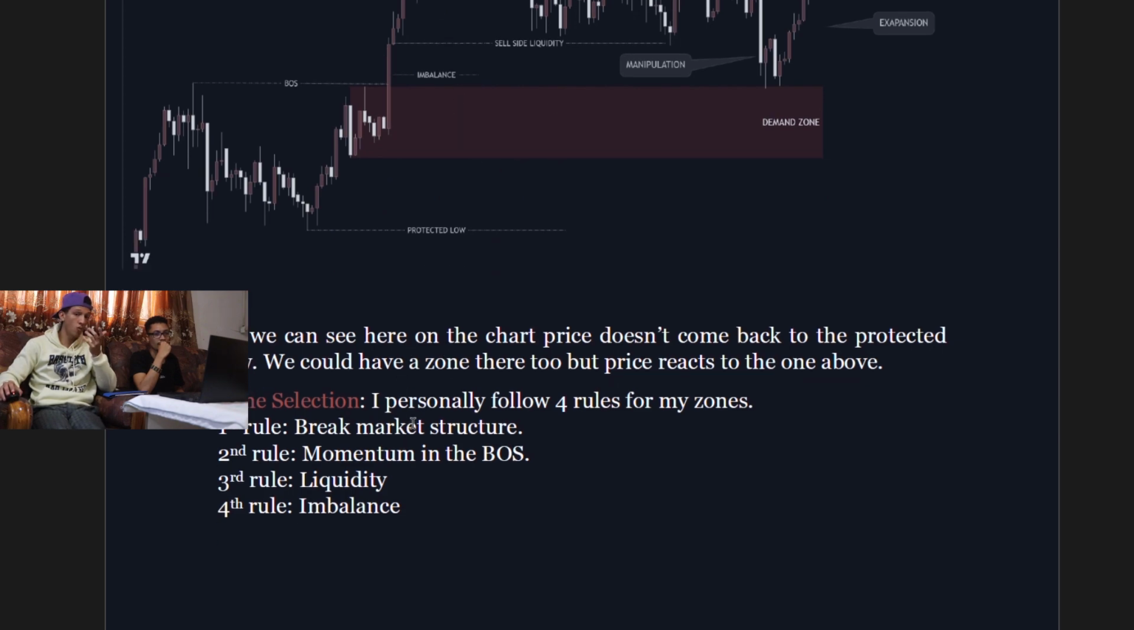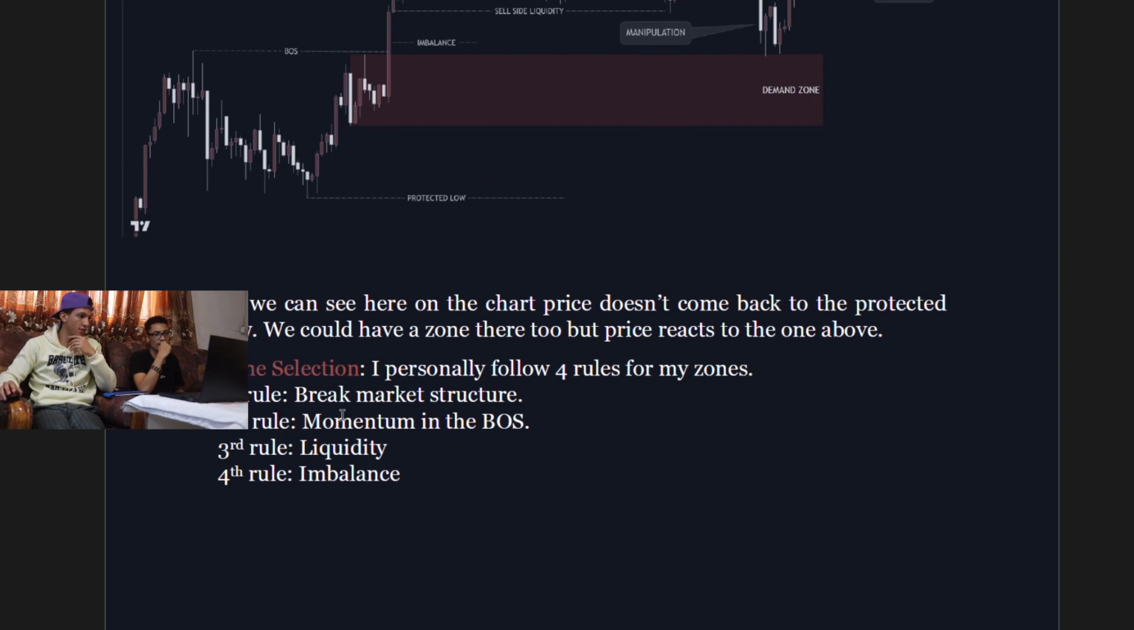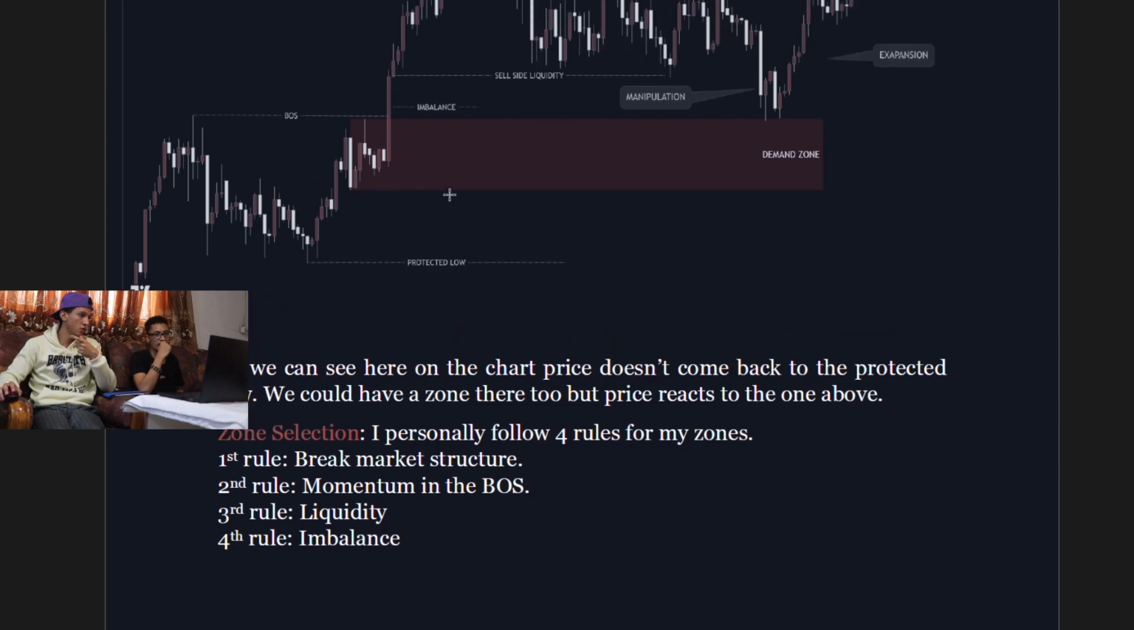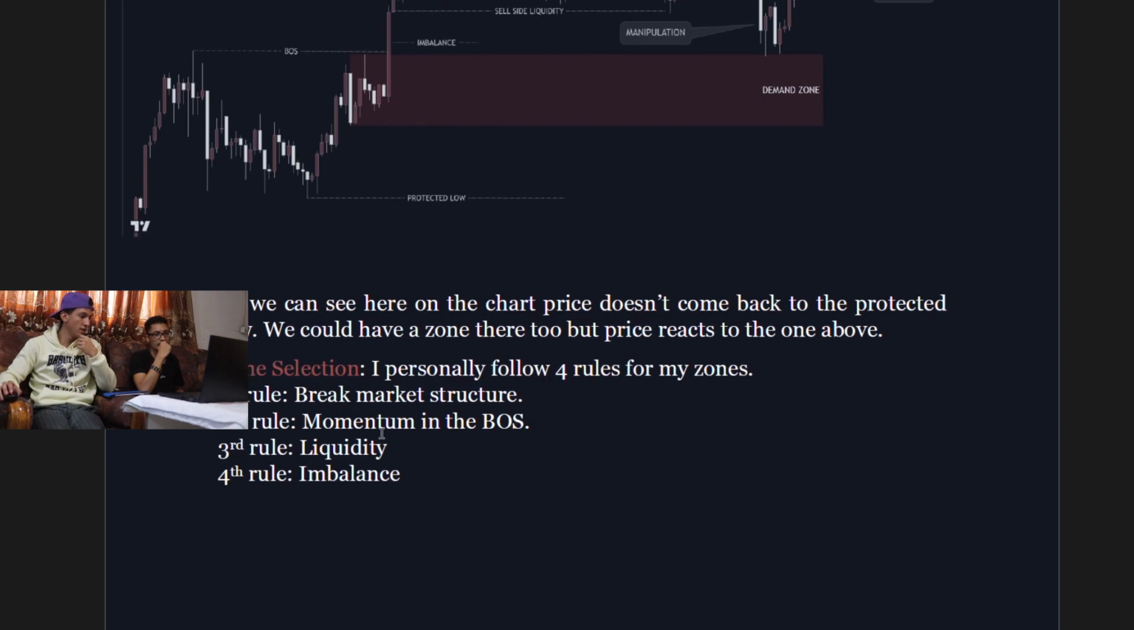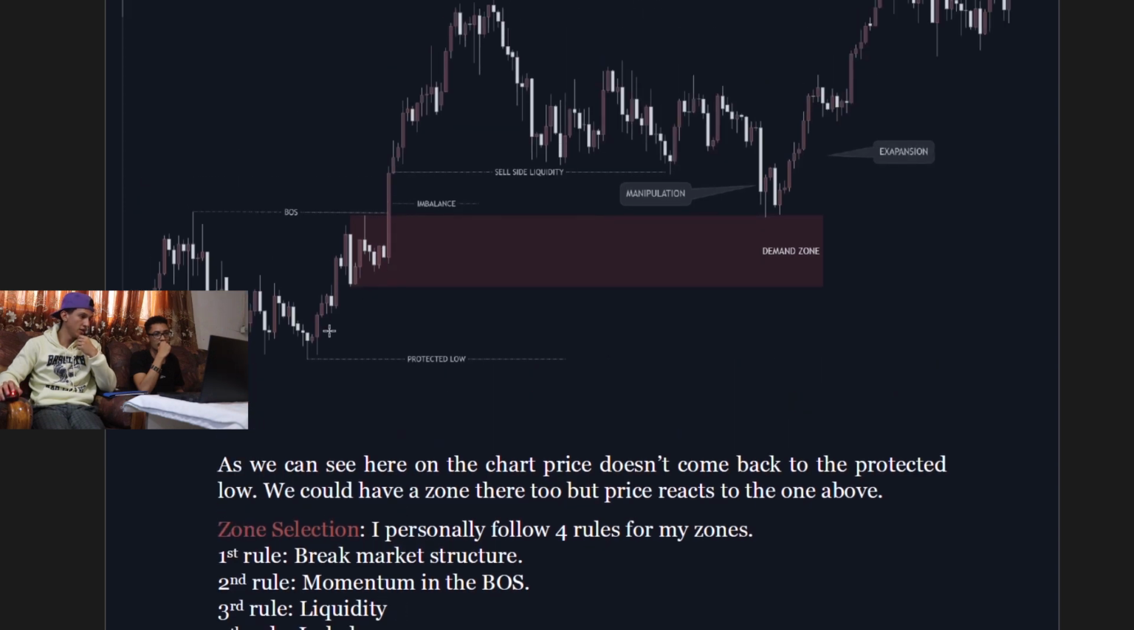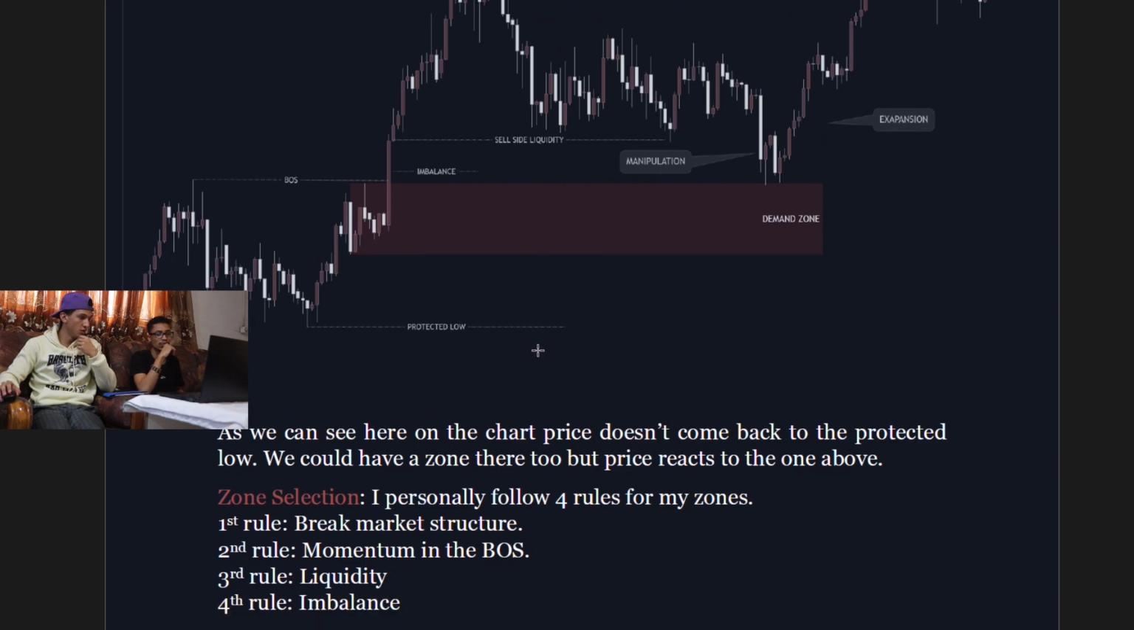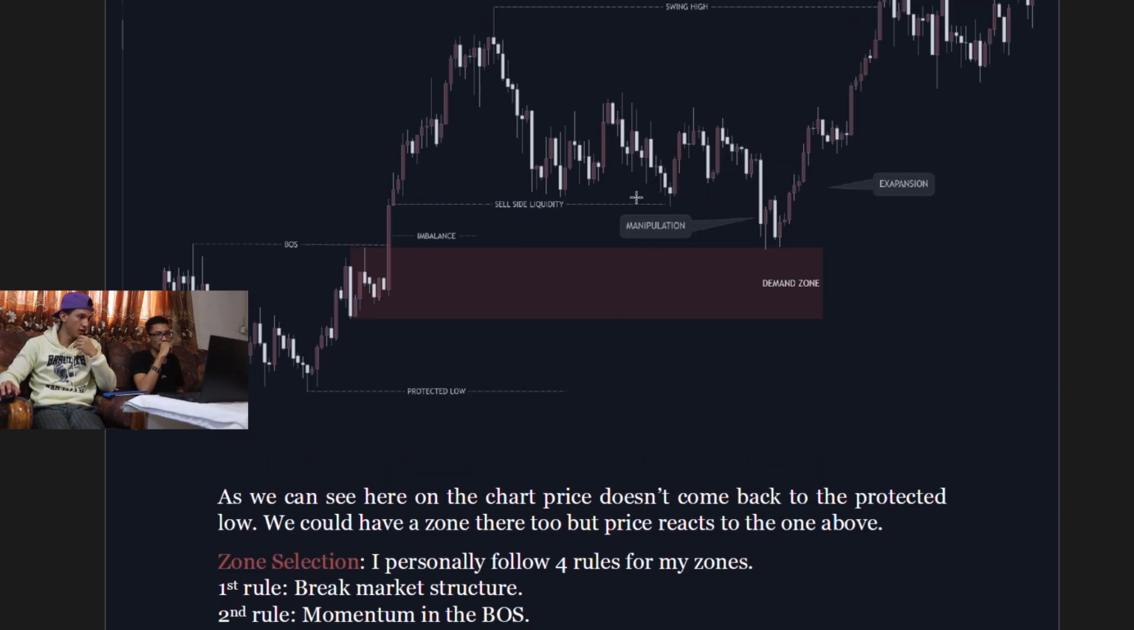So zone selection. These are the author's 4 personal rules for spotting a demand zone. So basically, the first rule is identifying a break of market structure, so basically a BOS, which is this one here. The second rule is momentum in the BOS, so there's momentum basically, which is this here. The third rule is liquidity. So there's liquidity right here, as you can see, because of the imbalance.